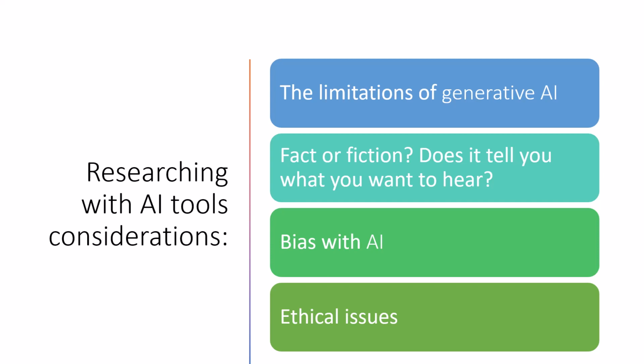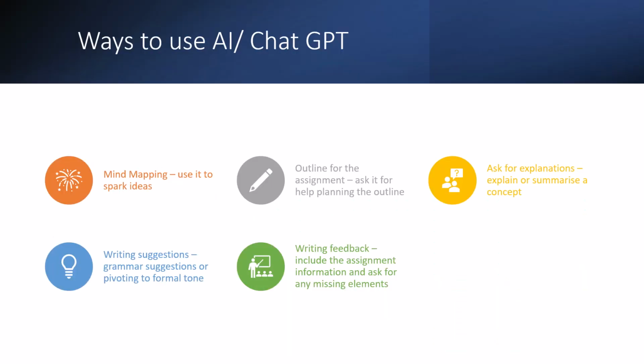So, considerations that we need to have when we are researching with AI tools. We need to understand the limitations of generative AI. We need to be able to discern fact from fiction, and ask whether these tools are telling us what we want to hear. We need to know about the bias that might be included in the creation of the program and the outputs of the systems, and the ethical implications of any stereotypes or conversations that those outputted texts might have built within them.